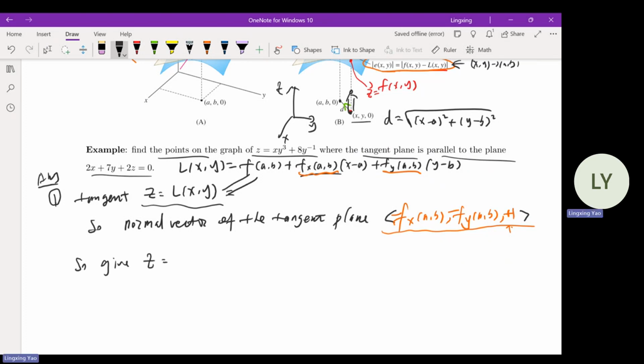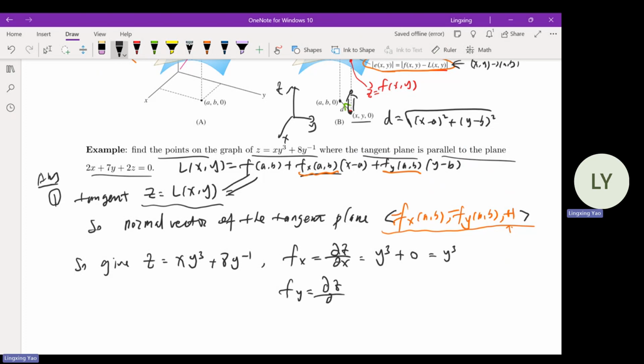Okay, so for the given function z equals x times y cubed plus 8y^-1, what is partial f partial x? Well, here partial f partial x is indeed partial z partial x, because f is z. Partial g partial x, I think it is y cubed plus 0, right? So it's y cubed.